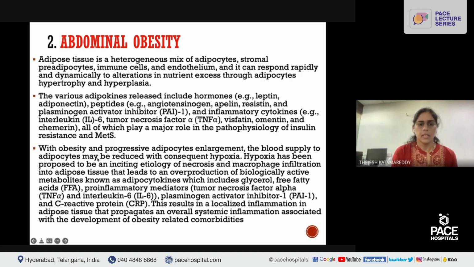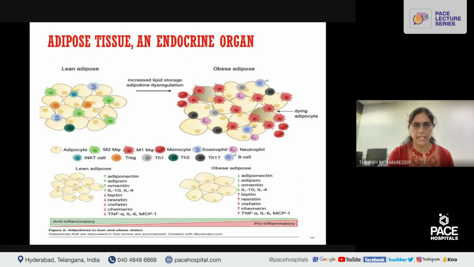These all lead to the pathophysiology of metabolic syndrome, as they lead to insulin resistance and the syndrome. With obesity and progressive adipocyte enlargement, the blood supply for adipocytes may be reduced with consequent hypoxia. This hypoxia will lead to necrosis of the tissue and thereby release of macrophages into the adipose tissue. These macrophages again release pro-inflammatory mediators like TNF, IL-6, PAI, and all these things. This localized inflammation in the adipose tissue propagates, and overall it will change into systemic inflammation associated with obesity. This slide shows the same thing.